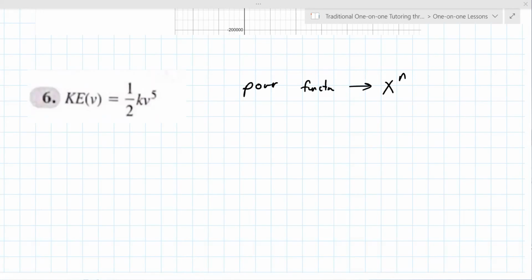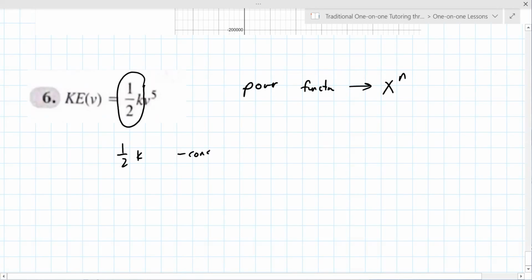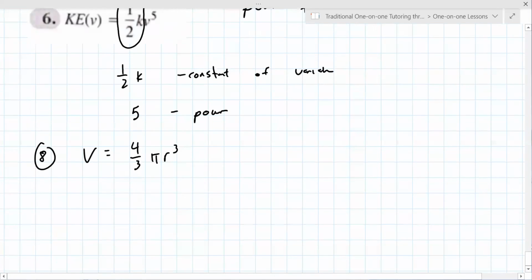Okay, so this stuff right here is the constant of variation. This 1/2 K is the constant of variation. And then the power is 5. For 8, I'm going to write it here because it's very similar. The constant of variation is what I'm circling. It's the constants in front of the variable. And then the power is the exponent.